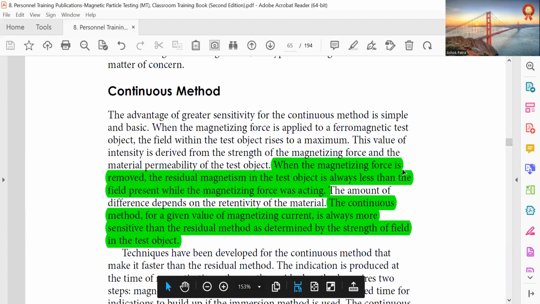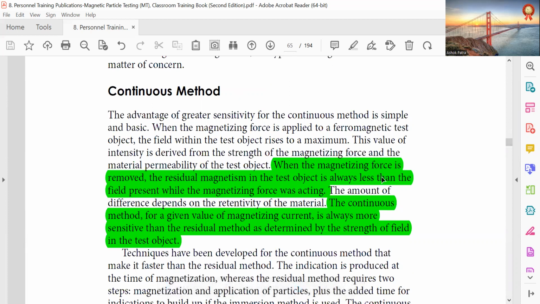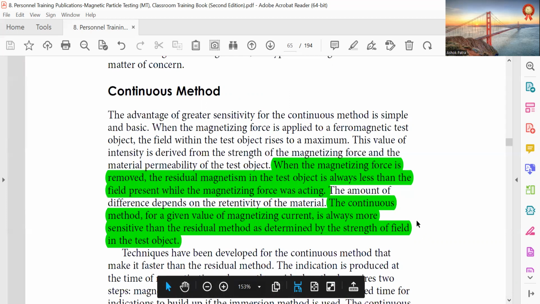When the magnetization force is removed, the residual magnetism in the test object is always less than the field present while the magnetizing force is acting. The continuous method for a given value of magnetizing current is always more sensitive than the residual method, as determined by strength of field in the test object.